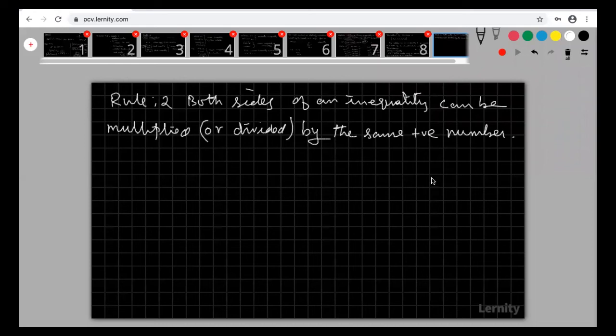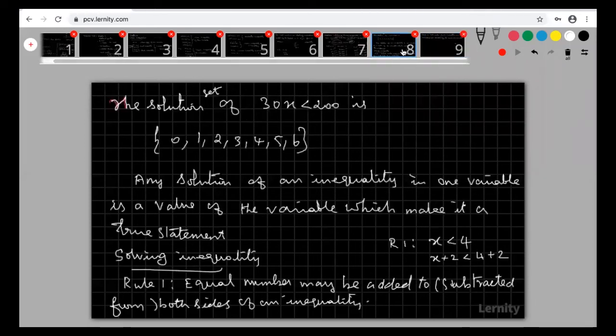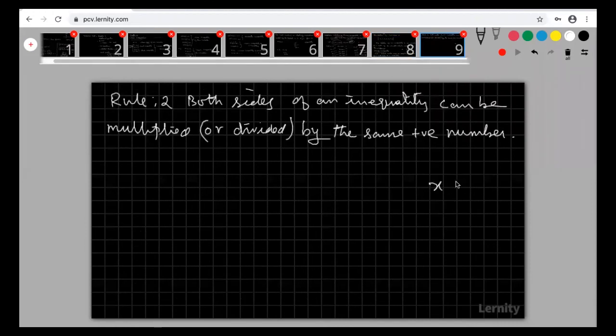Sir, look at that. Here I am taking the previous one, my x less than 4 is given. Sir, I wish to multiply by 2 on both sides. Yeah, you can multiply, no problem. Sir, I wish to multiply by 1 by 2, no problem. That should be a positive number. Sir, what happens for a negative number? Come to that.